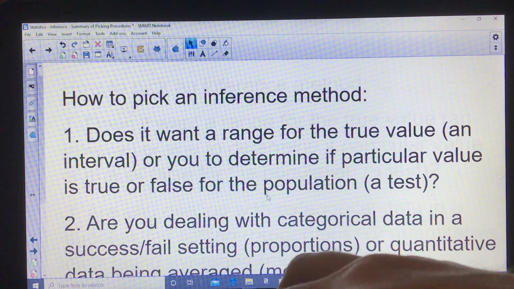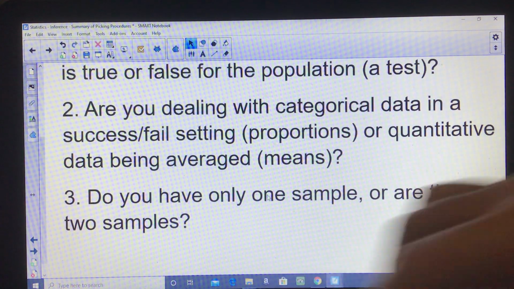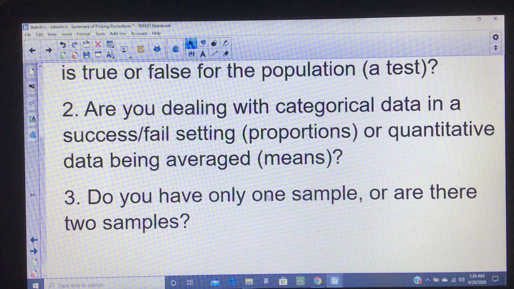Now, a little more difficult can be number 2. How do you know whether you're using proportions or means? Sometimes it's obvious, but other times there can be some gray areas, so I'll go over the gray area. Basically, the question you ask yourself is, are you dealing with categorical data? That is data that either is in a category or isn't in the category, so a success-fail kind of condition. In that case, you're usually dealing with proportions.